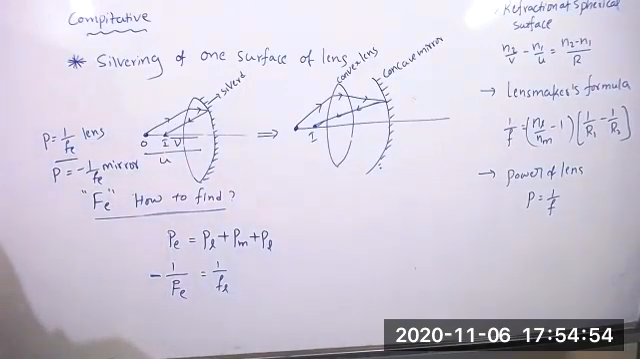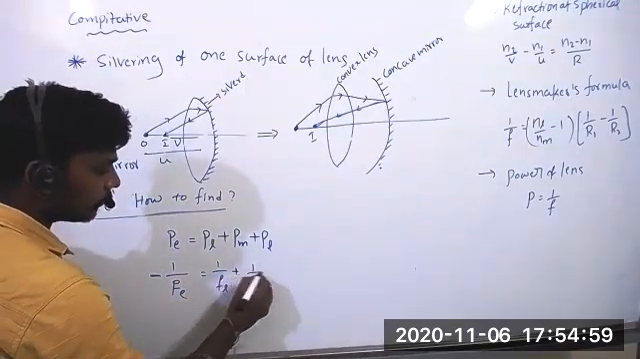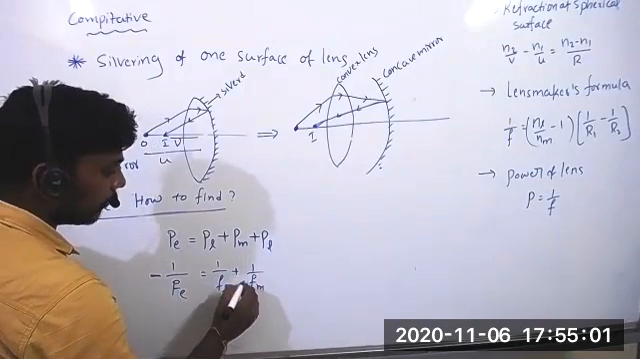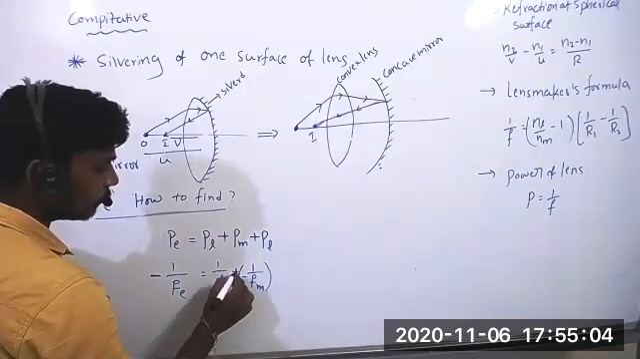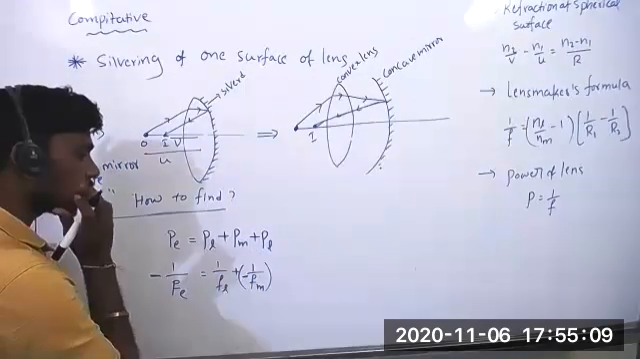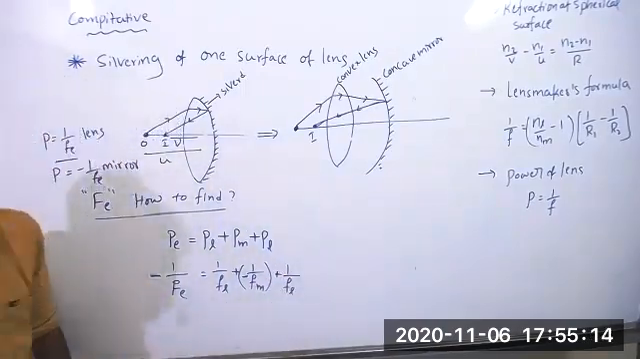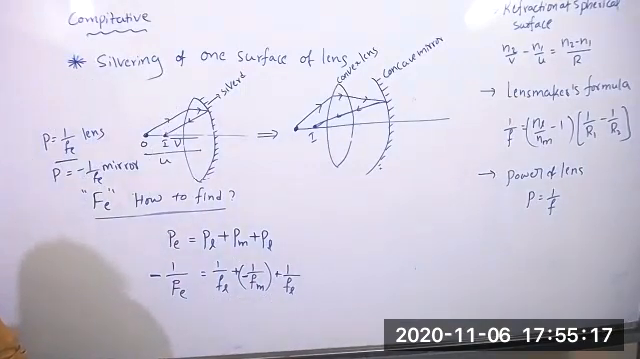Clear? Plus here what do I have to write? 1 by F mirror, but minus F mirror, okay? Because power for a mirror is negative only, no? Plus 1 by FL. Understand clearly?